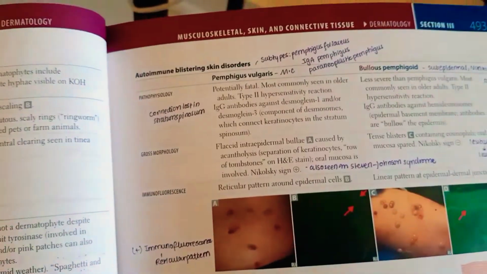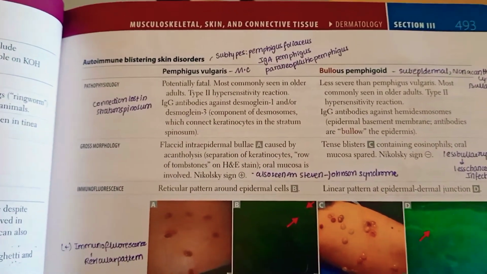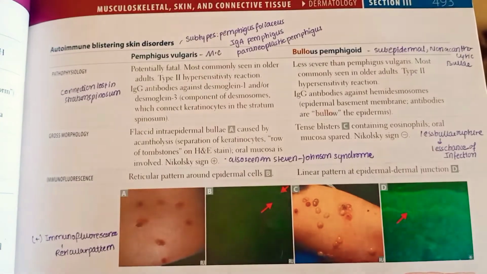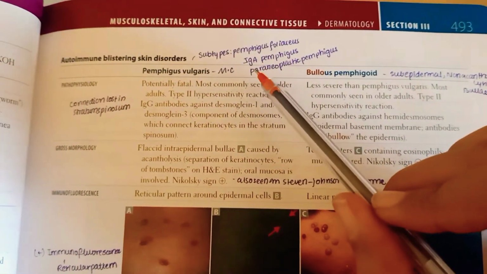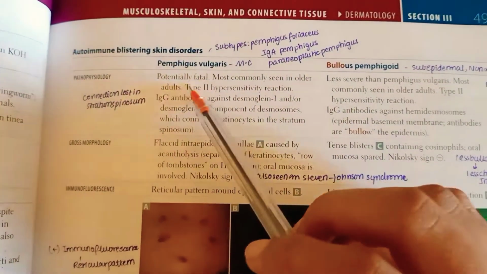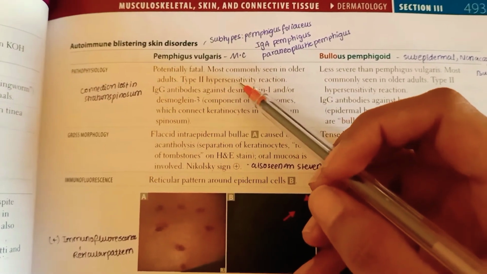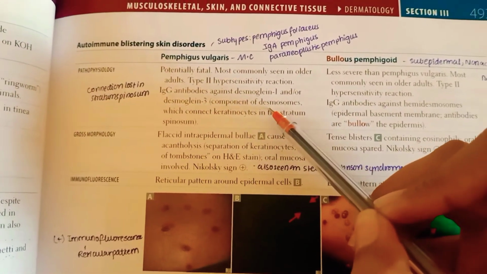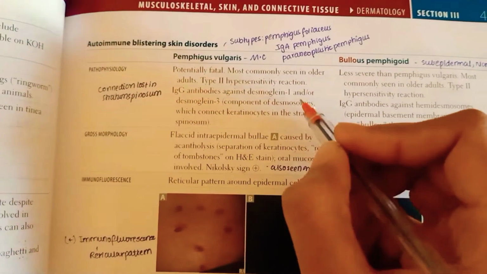Now coming to autoimmune blistering skin disorders. So in the name itself you can see it is an autoimmune condition. So it is of two types: pemphigus vulgaris, bullous pemphigoid. Pemphigus vulgaris is most common, and its subtypes are pemphigus foliaceus, IgA pemphigus, and also paraneoplastic pemphigus. So this is the pathophysiology. It's because of type 2 hypersensitivity reaction. IgG antibodies are against desmoglein 1 and 3, which are components of desmosomes, which connect keratinocytes in the stratum spinosum. So the stratum spinosum layer is affected.